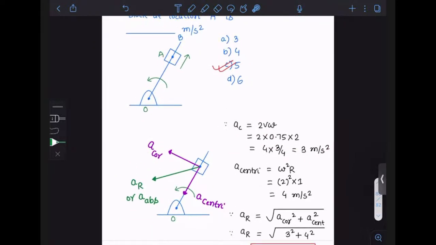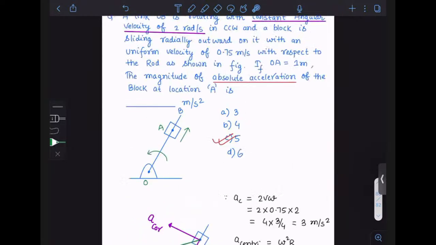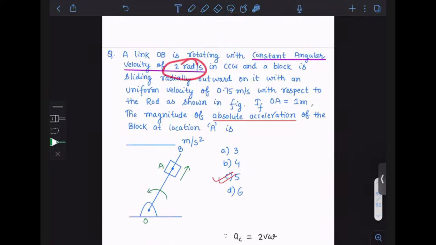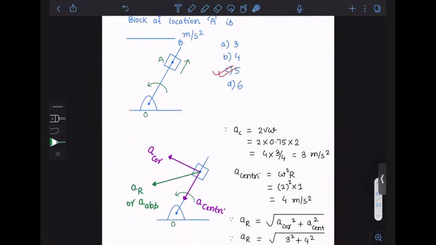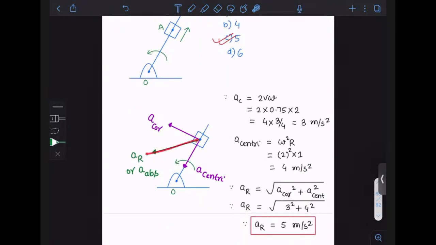And the centripetal acceleration acts in this direction, and it is omega square r. Omega is 2 and the radius OA is 1, so it is 4. So it is 3 and 4. Whenever you find the resultant acceleration, that is called the absolute acceleration. It is the root of the sum of squares of Coriolis acceleration and centripetal acceleration. The right answer is 5 meter per second square.